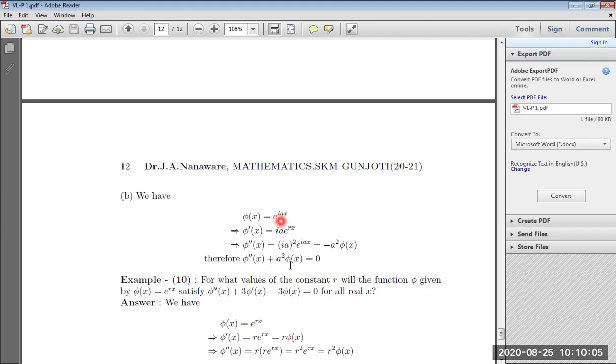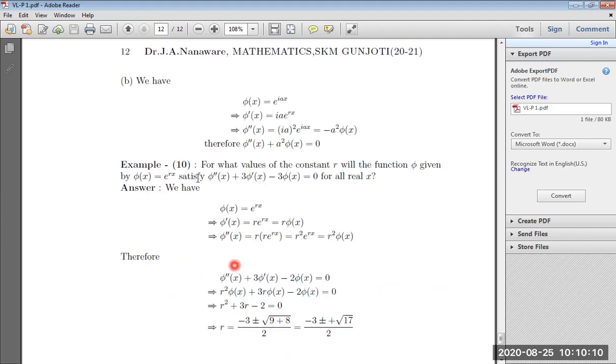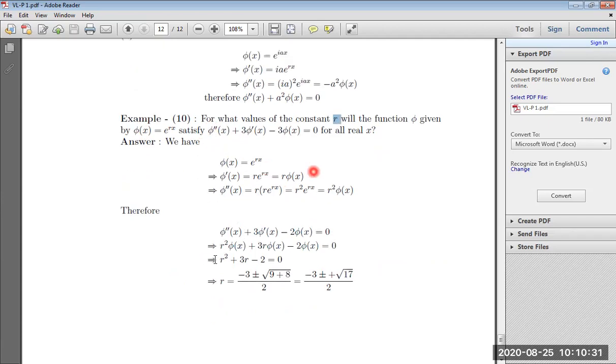So in this example also, we have to find where the function is given which satisfies this differential equation. That means this is the solution of this differential equation. And by making use of this, you have to find the value of this complex constant r. Yes, so take the first derivative, second derivative, substitute the values here, and you will get a quadratic equation. Solve that quadratic equation, and that gives two values of r.